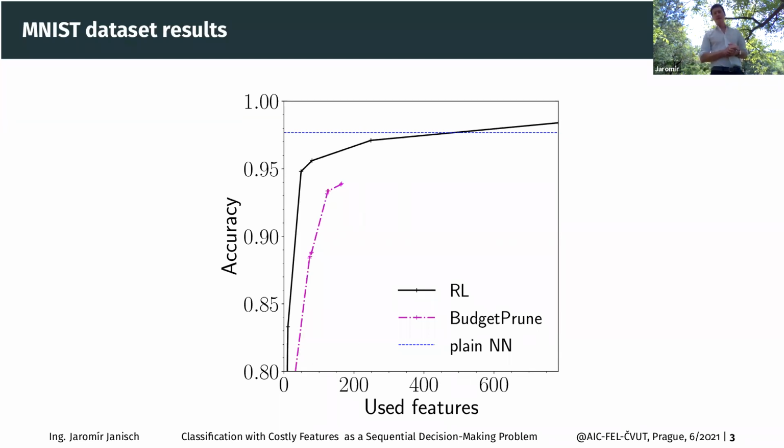The budget prune is a formal algorithm, which is the previous state of the art, nothing to do with our algorithm, but it's included here to show that there is some improvement in the quality of the solutions. And the top dashed line is just a plain neural network classifier that is given all the features at once. You see that our algorithm, even with all the features, exceeds the performance of a neural network classifier. That's because it generalizes better, but again, I won't go into much detail here unless you ask later. So that's classification with costly features.